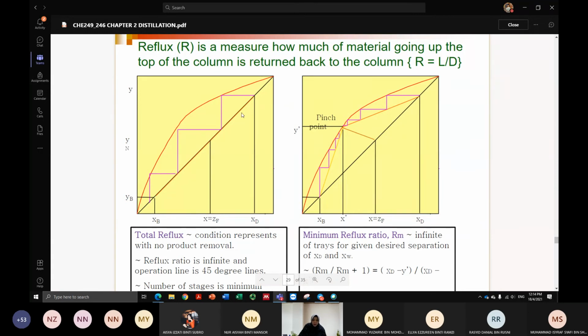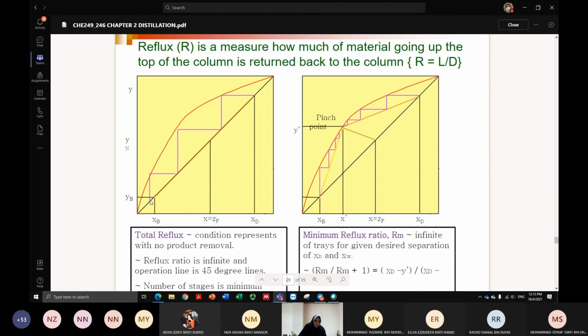For total reflux, you just draw the number of stages starting from XD until it reaches the 45-degree line, and then draw a vertical line until it reaches equilibrium, and then draw the horizontal line again, and then the vertical line. You stop when you reach one step further than XB.